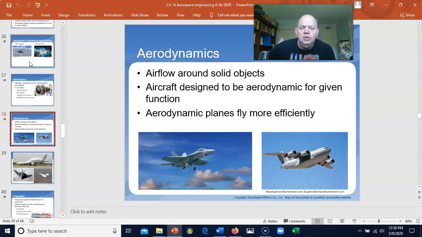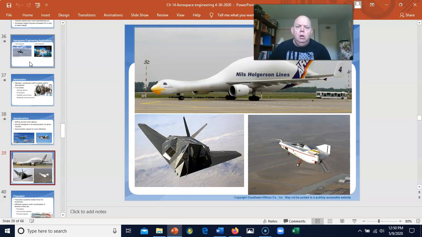Now, of course, your aerodynamic planes tend to fly more efficiently, meaning that they can go faster, they can make turns sharper, maybe they use less fuel. It depends on what the purpose is. And that's where you start to get really interesting stuff there. Okay, so here's an example, 3 aircraft, and they have totally different purposes.